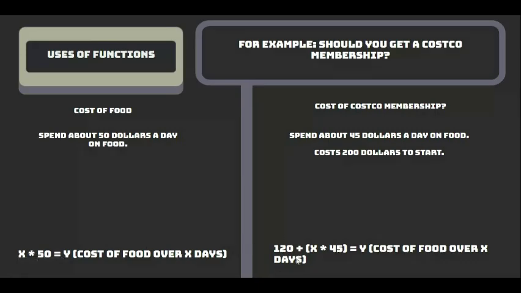Now, oh, I messed that up. It's not supposed to be 120. Just say that's 200. Imagine if that's 200. So 200 plus x times 45, which means x days times $45 per day, plus $200, would equal y, or the cost of food over x days.